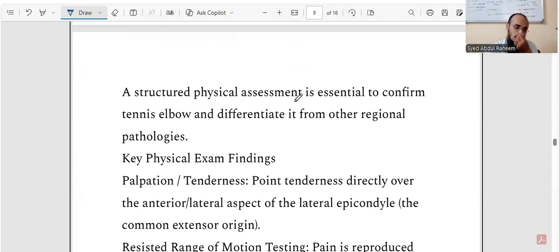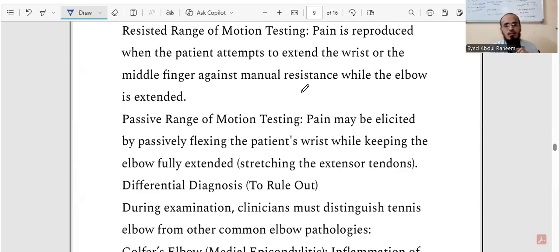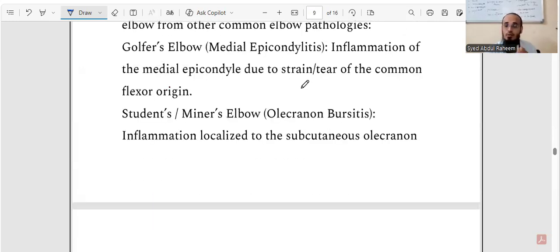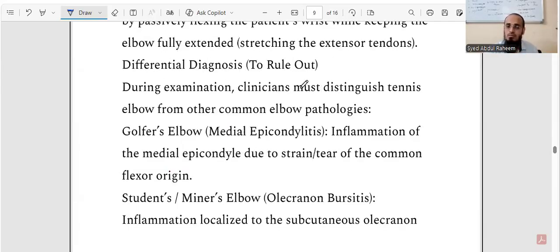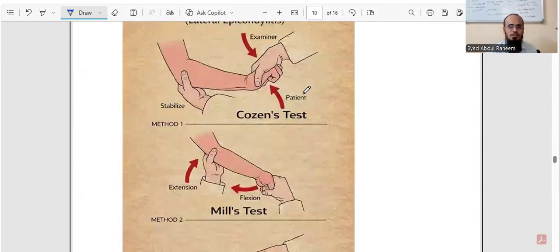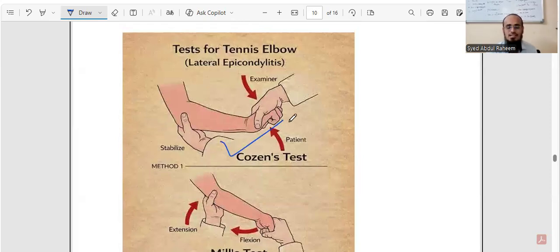Now clinical examination. So what we will do, we will do the clinical examination. We have different types of epicondylitis. First we have to understand there are lateral epicondylitis, medial epicondylitis, and bursitis. These are different types of elbow pain. You have to diagnose whether it is lateral epicondyle, medial epicondyle, or bursitis. So we have three types of examination. First is called Cozen's test.